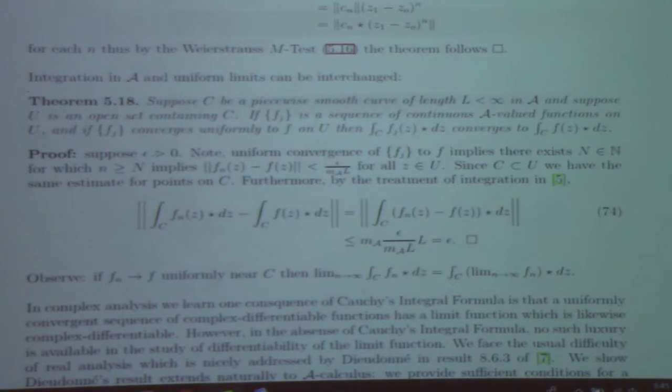This is the usual theorem. If we have a piecewise smooth curve and an open set containing the curve, and you have a sequence of continuous algebra-valued functions, and those are uniformly converging to a limit function, then the integral plays nice. The integral of the sequence, term by term, is the integral of the limiting function. So nothing especially special there. We just integrate, and essentially the usual argument for how that goes through in the real case works here. I think I had to use the ML theorem there, the ML theorem rather.